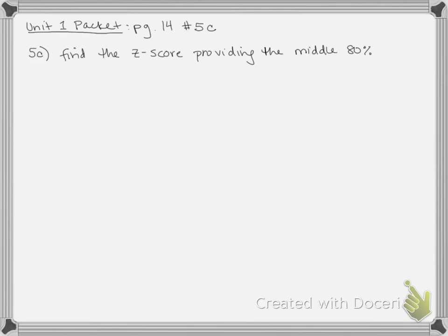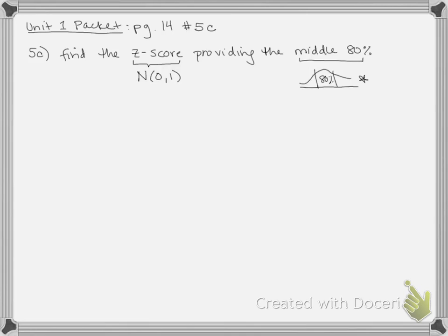Okay, I'm just making a really quick short video for us to finish up problem 5C from class today. Remember that this is from page 14, and I just want to remind everybody that because we are talking about finding the z-score, we are assuming this is a normal model with a mean of 0 and a standard deviation of 1, and the middle 80% is going to literally lie in the central portion of our picture, and we're looking at something like this.